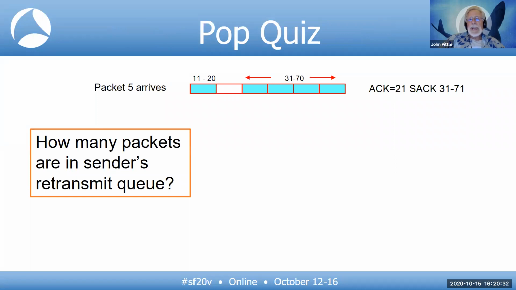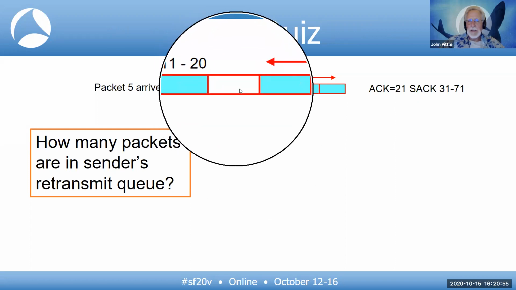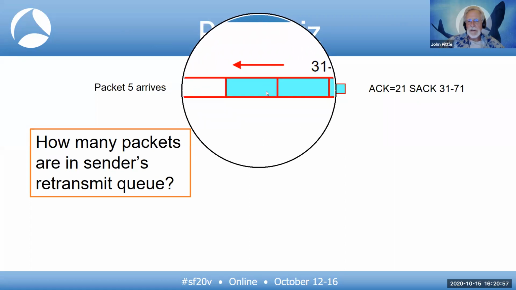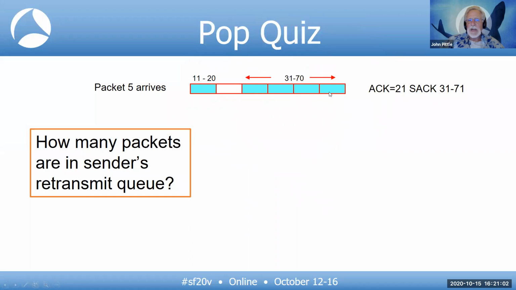Usually I would do this in the classroom where I can see people and they can call out answers. How many packets are in the sender's retransmit queue at this point? How many packets? Well, this one has to be there because it hasn't been acknowledged. This one is still there. This one is still there. This one and this one. So there's actually 5 packets still in the sender's retransmit queue.